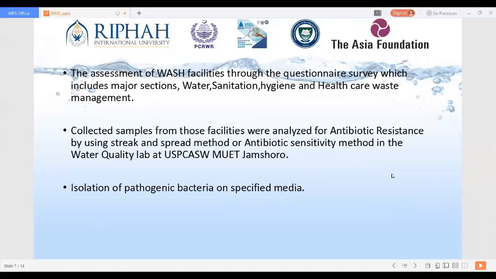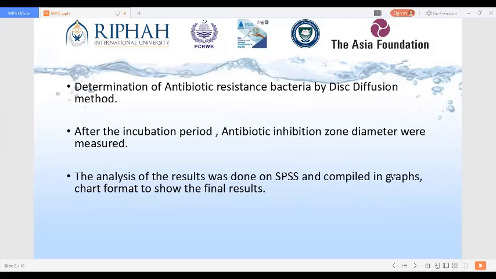The samples which were collected from those facilities were analyzed for antibiotic resistance by using the antibiotic sensitivity method in the water quality lab at US Pakistan Center, New Jamshoro. Then the pathogenic bacteria were isolated on the specified media. And then we determined the antibiotic resistant bacteria through the disk diffusion method.